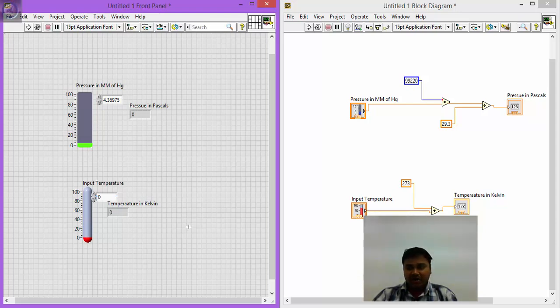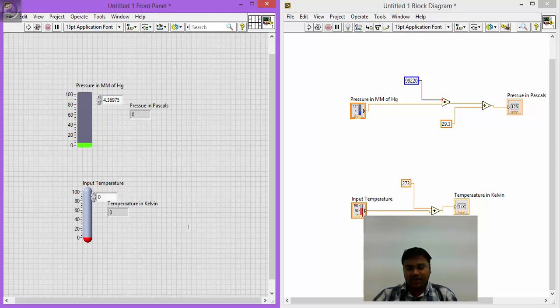Once you have found the pressure in pascals and the temperature in Kelvin, now it's time to find the specific gravity of the given fluid. So the specific gravity of the given fluid is 0.82. So we should multiply with our given value, the specific gravity of water.